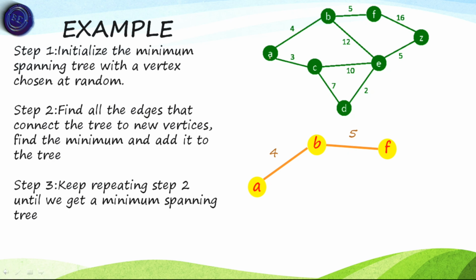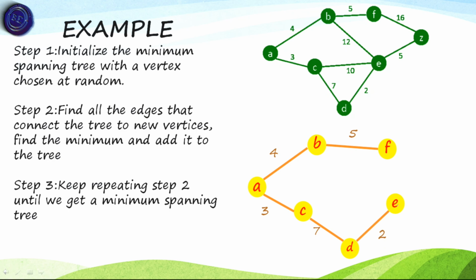After that, A selects the edge which is minimum. Among 4 and 3, 4 is already connected, so 3 has to be connected with vertex C. Then C has to select another minimum edge value. 7 is selected because 10 is greater than 7. So 7 is connected. Then D checks the edge value, minimum edge value 2. When 2 is connected to E, it forms a minimum spanning tree.